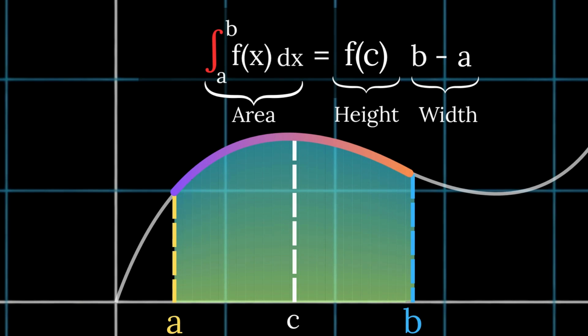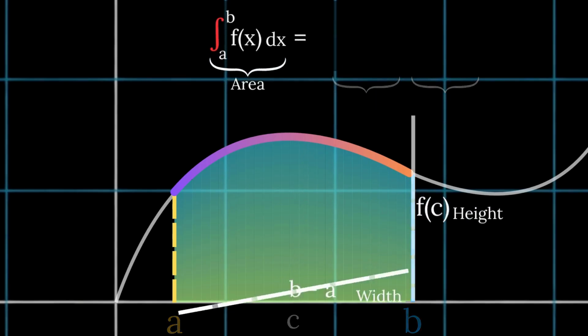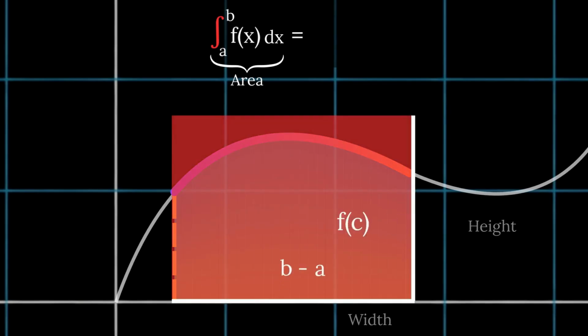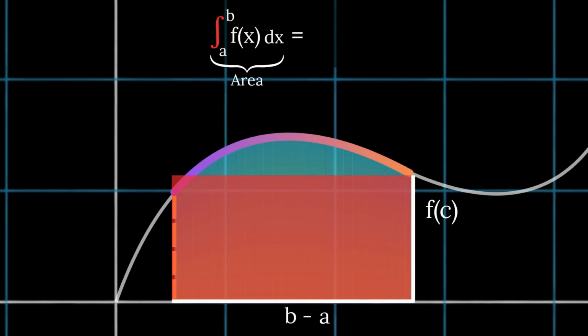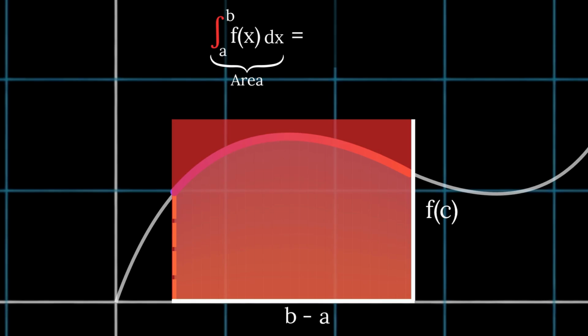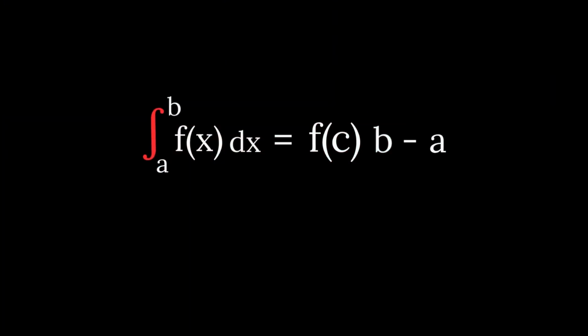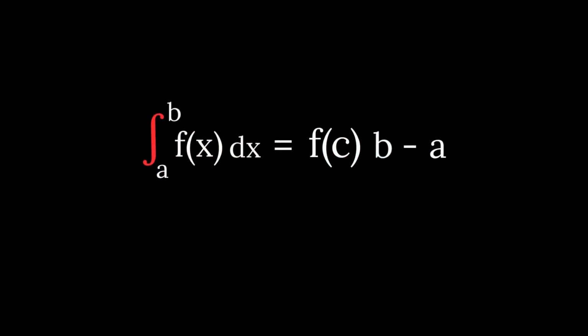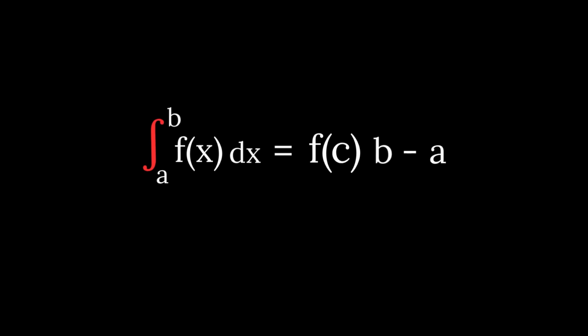But you could think of f of c times b minus a as the area of a rectangle, one with a base of b minus a and height of f of c. And this provides a nice insight into the geometric meaning of this expression, as we can now reframe the question of what is the average value of this function into what height f of c should this block have such that its area is the same as the area under the curve of the function. This is exactly what the mean value theorem for integrals is saying, and whatever height you find that suffices the question is your mean value for this function.